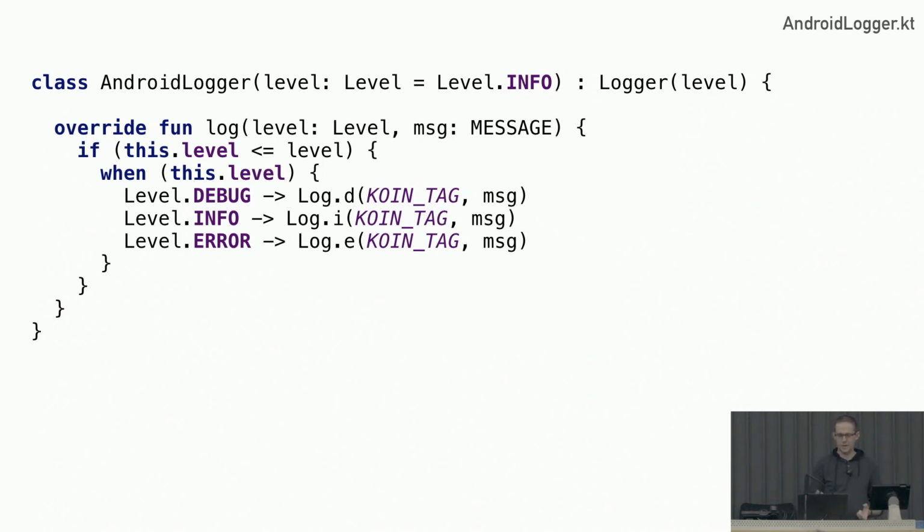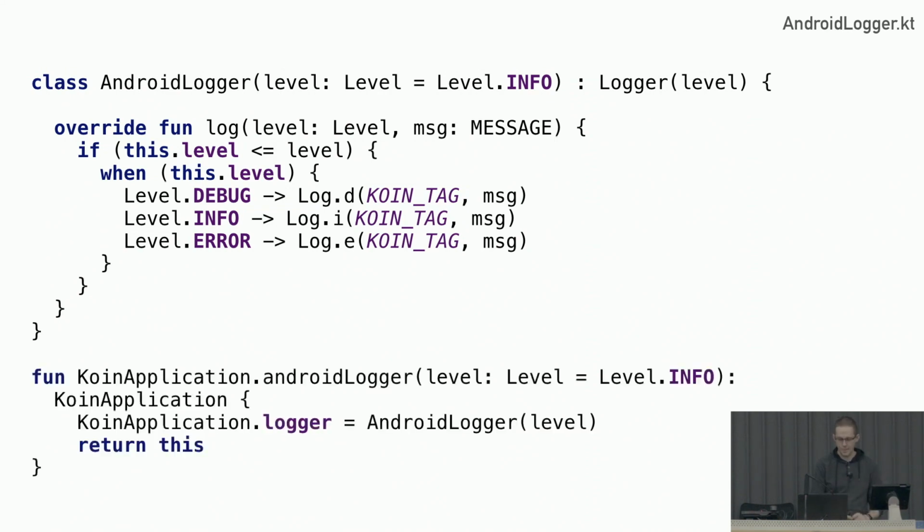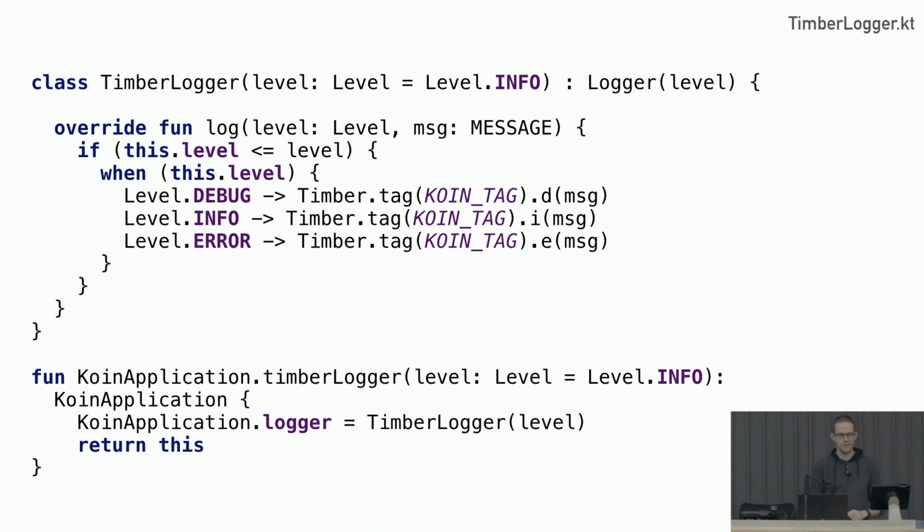And this is what that looks like. Basically, Koin has debug messages, and normally they just go to system.out. But with Android logger, that all gets piped through java.util.log. But I don't like java.util.log. I use Timber. It's a logging library.